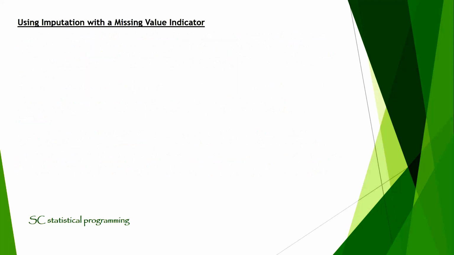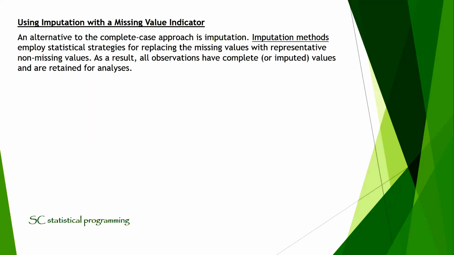Next, let's look at using imputation with a missing value indicator. An alternative to the complete case approach is imputation. Imputation methods employ statistical strategies for replacing the missing values with representative non-missing values. As a result, all observations have complete or imputed values and are retained for analysis.